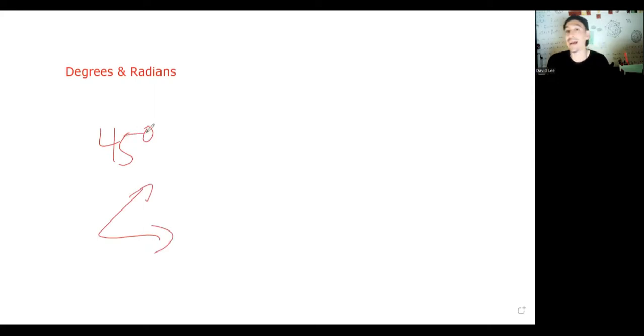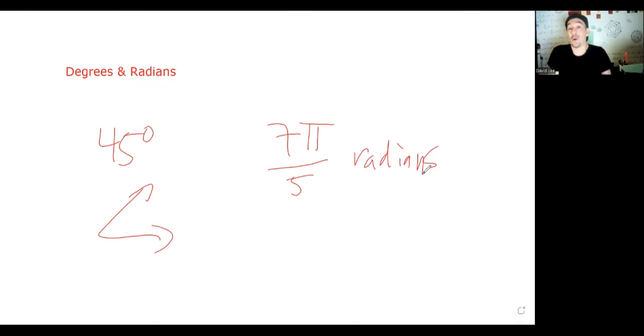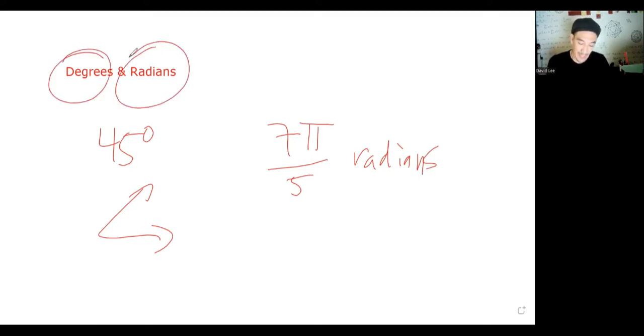Now, another really common thing in trig is degrees and radians. If I ask you to draw a 45-degree angle, you just draw an angle that looks about 45 degrees. But what if I ask you to draw an angle that's 7 pi over 5 radians? I would freeze up because I don't know what that means. So we have different ways of measuring angles: degrees, but also radians. Now let me show you how to convert.